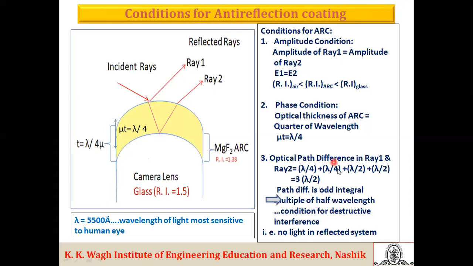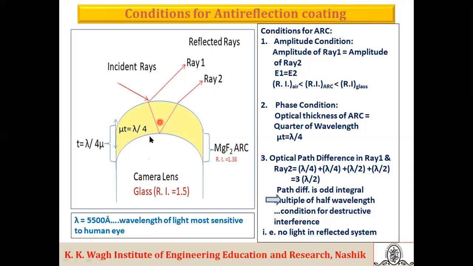So lambda by 4 plus lambda by 4, lambda by 4 for this distance, lambda by 4 this one, lambda by 2 at this path change, lambda by 2 at this path change at the bottom of the thin film, and hence the total optical path difference between ray 1 and ray 2 is 3 lambda by 2. This is nothing but the path difference being an odd integral multiple of half wavelength, and the condition for destructive interference is being followed. What does it indicate? That there is no light in the reflected system.